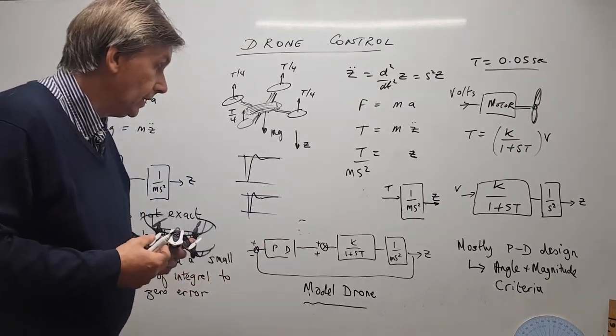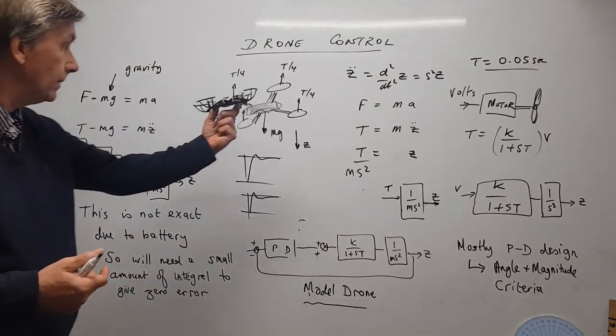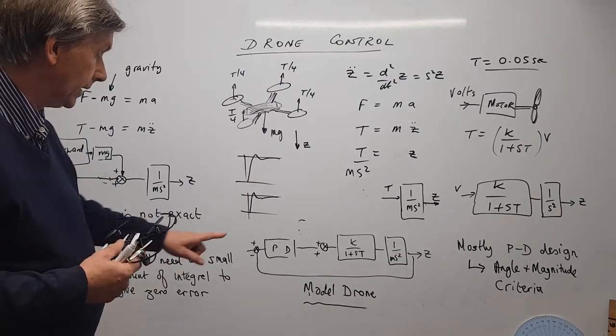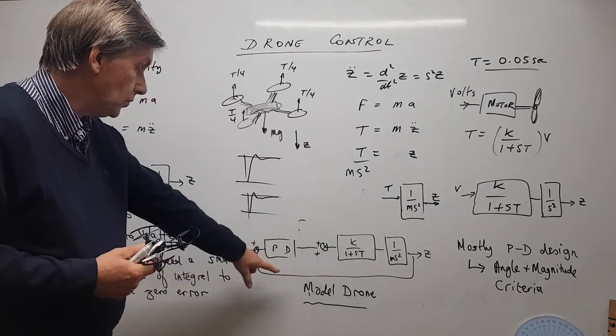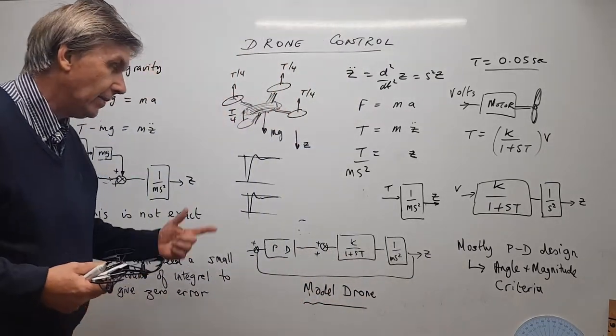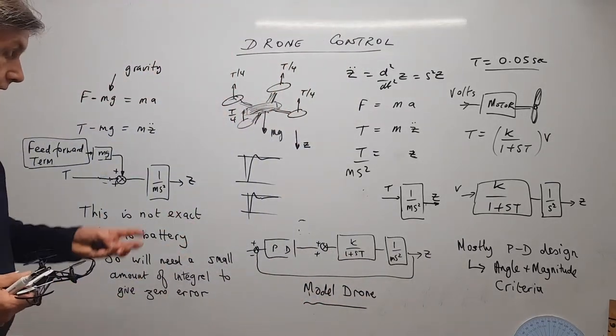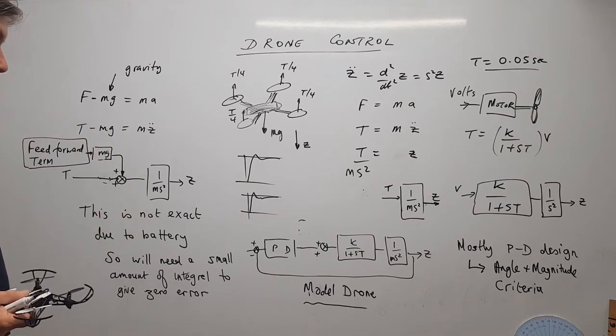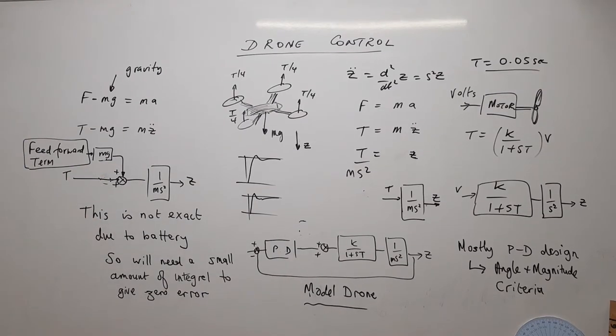So this is our drone, and we're going to look at the drone control, and in particular PD design for the model using the angle and magnitude criteria. As I say, we'll do four different designs, and then you can watch it fly and see how you think it performs. So this is the first part, and we'll continue in a second.